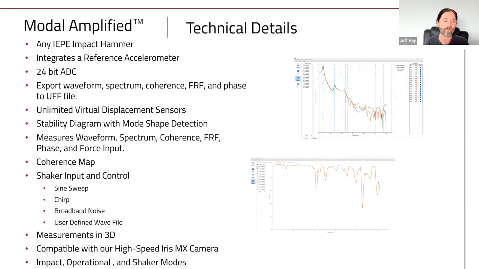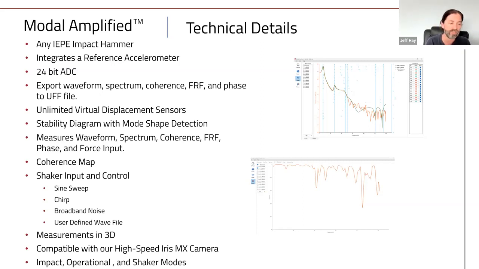Basically, unlimited virtual displacement sensors. You could just draw those boxes to your heart's content and measure as many places as you want. We do include a stability diagram and automatic mode shape detection. Again, the idea here is for you to take this video data, immediately process it, and immediately have a visualization of your mode shapes within minutes, right? And so all of this is there.